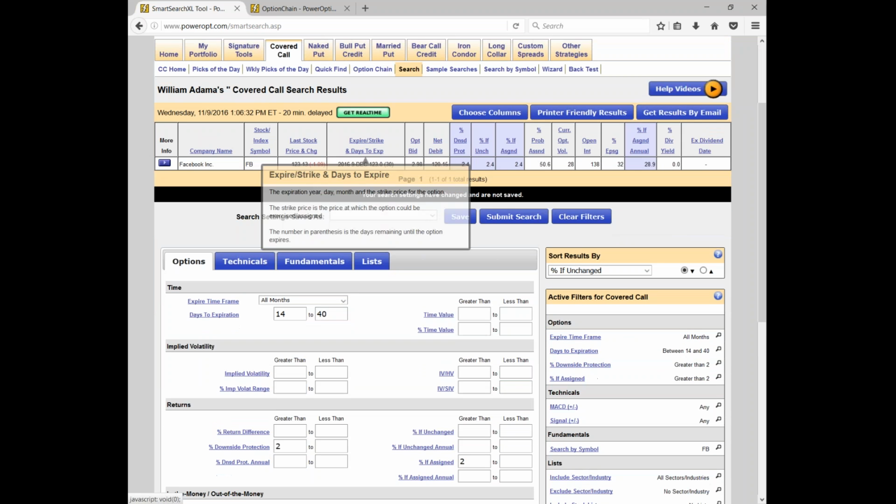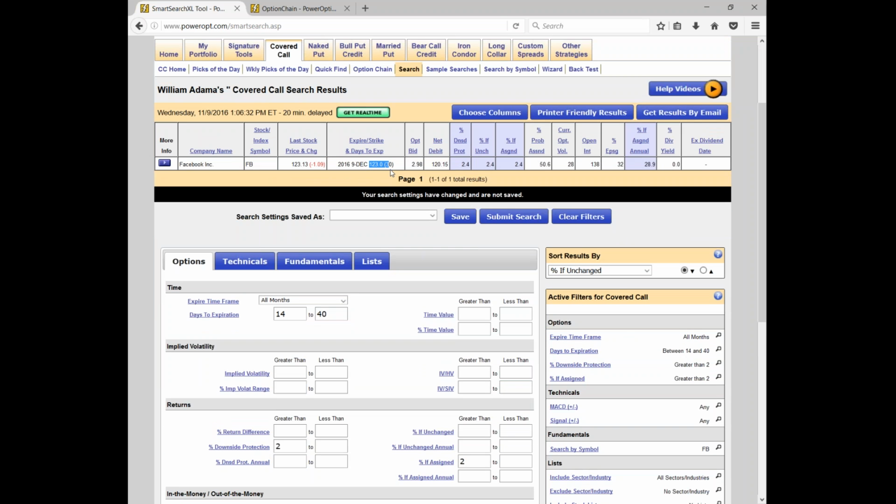Okay, now is this the best one? I'm not going to say it's the best one. I don't know what Facebook's going to do for the next 30 days, the 9th of December expiration, but it's giving you the downside protection you want of at least 2% and the percent if assigned. I'm not saying these are your goals, Joe, but this is how you can use that tool to easily identify what is the best expiration strike price to use.